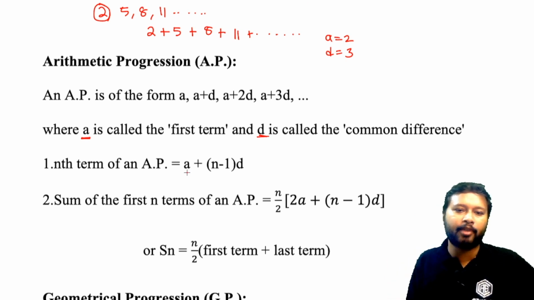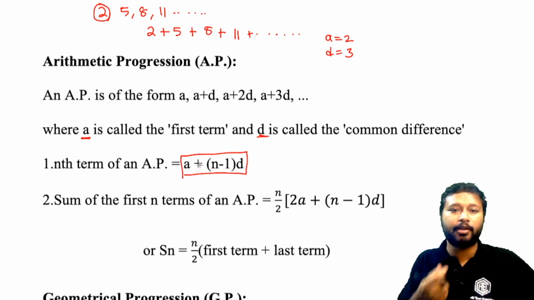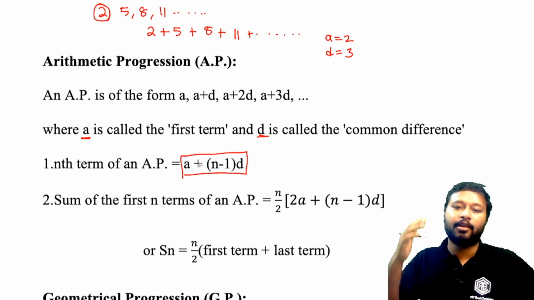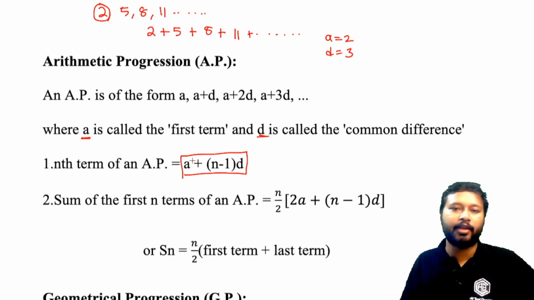That will be given by A plus (n minus 1) into D, where n is the number of the term which they are asking. If they are asking for the 10th term, n will be 10. If they are asking for the 100th term, n will be 100 and so on. Okay. The sum of the first n terms will be given by n upon 2 into (2a plus (n minus 1) into d). Again, n will be the number of terms for which they are asking the sum.